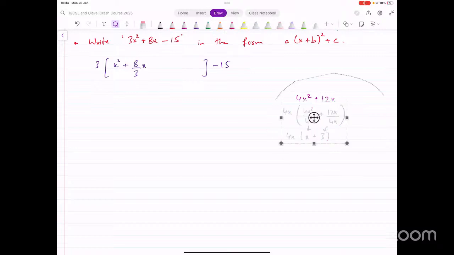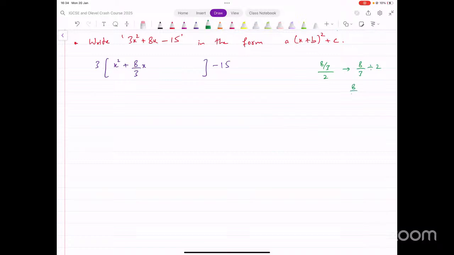Okay. Now, once we have taken 3 common outside, again, we have to look at the coefficient of x. What's the coefficient of x? It's 8 over 3. Divide that number by 2. 8 over 3 divided by 2, what would that be? You can think of it like this. 8 over 3 divided by 2 becomes 8 over 3 multiplied by 1 over 2. Right? So that's 8 over 6 or 4 over 3. That's the half of 8 over 3. So it becomes 4 over 3 whole squared. You add this number, and then you subtract that same number, minus 4 over 3 whole squared, inside the brackets.